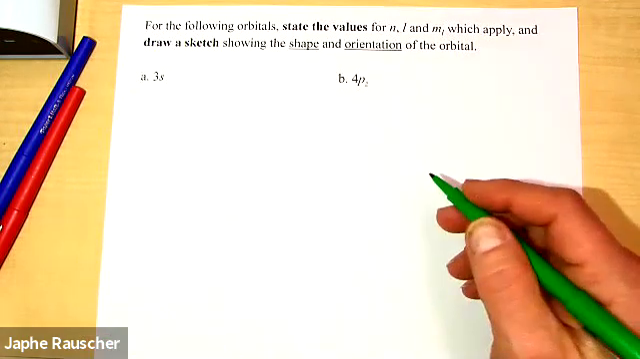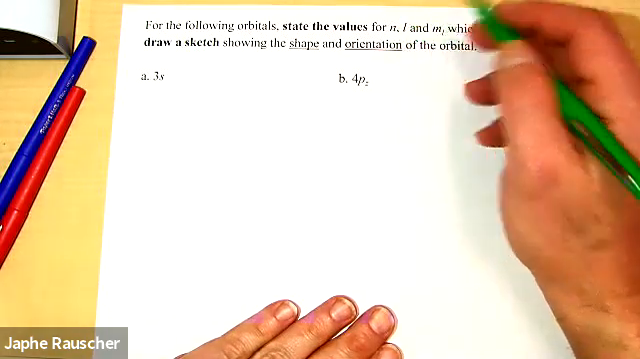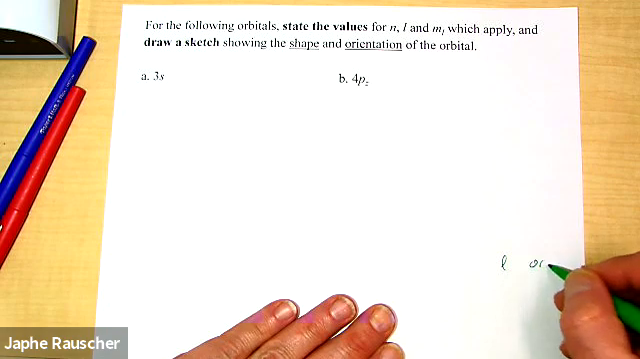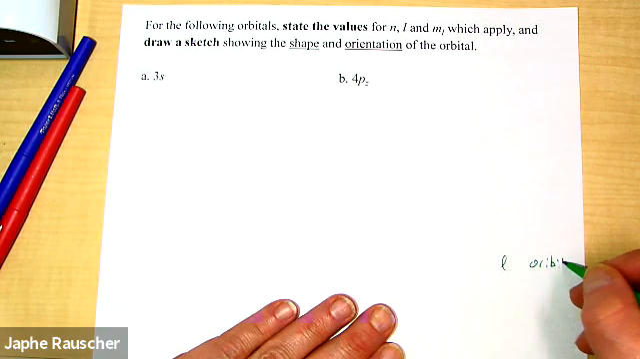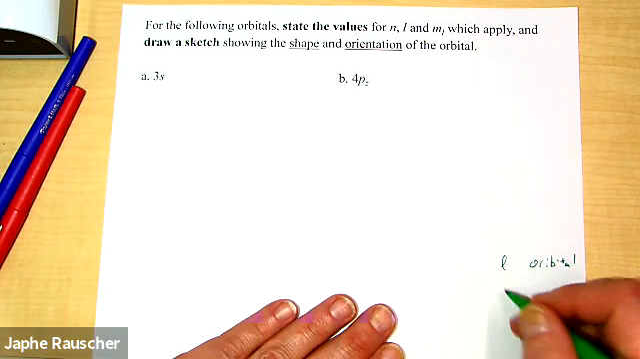Before I get started, because we know N, L, M sub L, I'm just going to write down a little thing for myself so that I know what the orbital is. Orbital. There's not an I there, but that's all right.